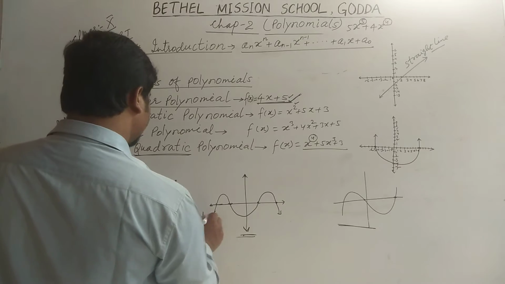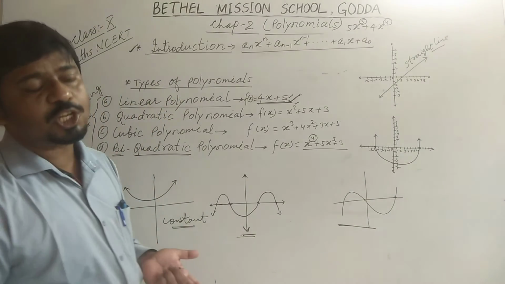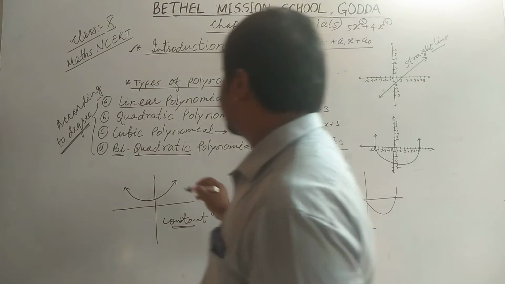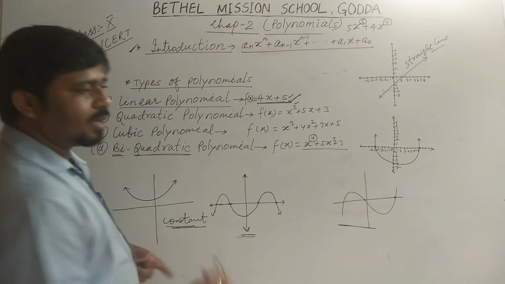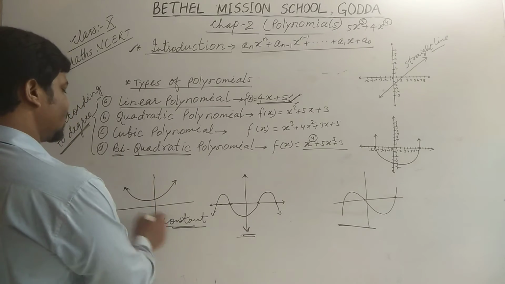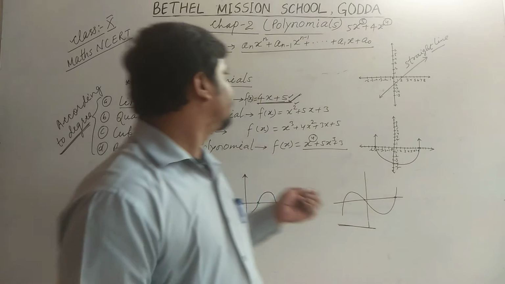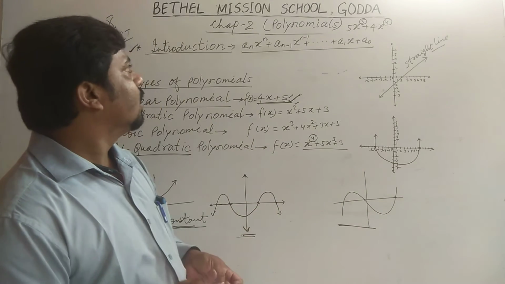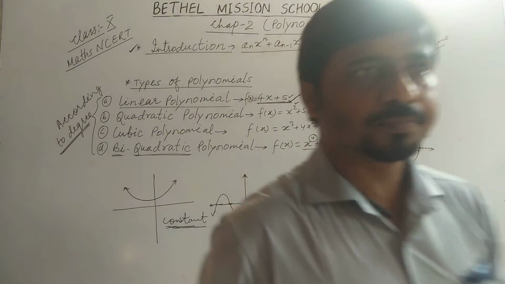Constant polynomial. Understand? A constant polynomial means there is no variable and it is a numerical figure. That polynomial is a numerical figure, so there is no variable. Without a variable, that's why it is called a constant polynomial. So understand, children, the types of polynomials and what a polynomial is. We will see some examples.